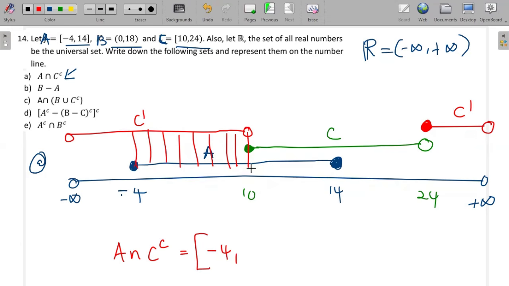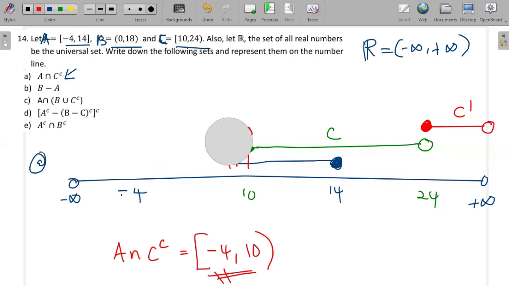Here at 10, the 10 is in the A because there's a solid line passing at 10 here. But is it in the C complement? In the C complement I can see an open circle, so it's not. So this would be 10 with a curved bracket. So this is our answer here on A. As simple as that. All right, let's look at something that is hard.